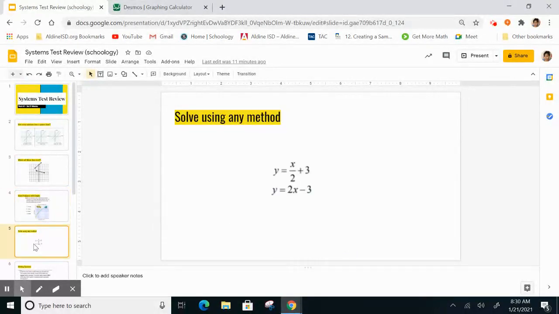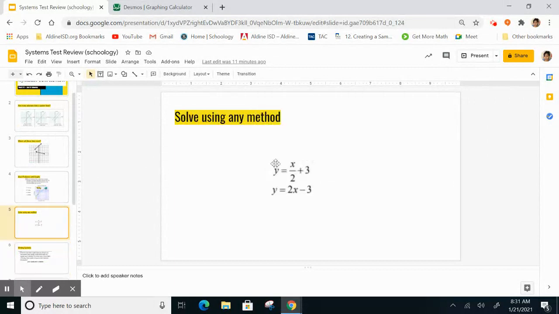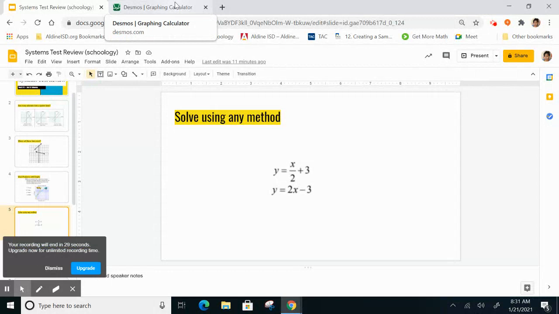All right, sorry about the announcements. All right, the next question you're going to solve using any method. So we talked about 3 different methods. We can solve this by graphing, by substitution, or elimination. And we also have a calculator, so I'm going to solve this using Desmos. All right, so you guys are going to see me just type this in here in Desmos, and then that's going to give you my solution.